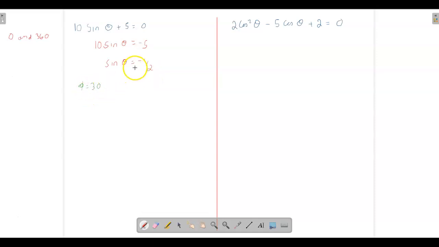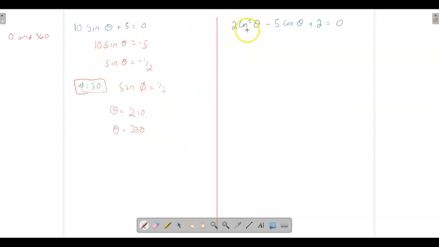This is in the third and fourth quadrants if it's negative. So theta will be 180 add 30, 210, and it will be 360 take away 30. So again, I know that because that's my reference angle here, and I get that because sine phi equals a half, gives me 30.